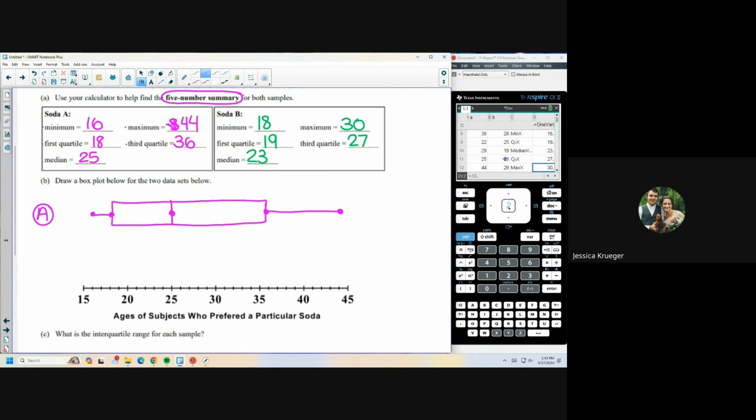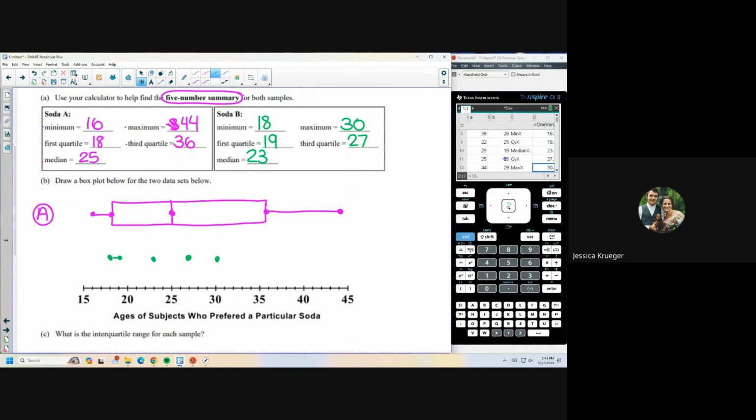Let's do the box and whisker plot for soda B. So the minimum is 18. First quartile is 19. My median is 23. My third quartile is 27. Oops, that's 28. And again, you're just approximating this, so I know it's not perfect. And the maximum is 30.